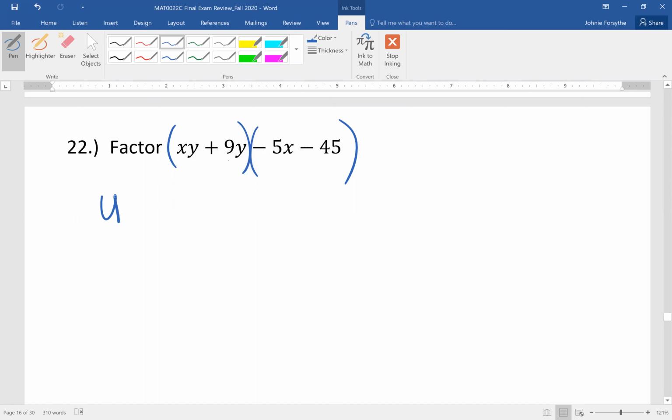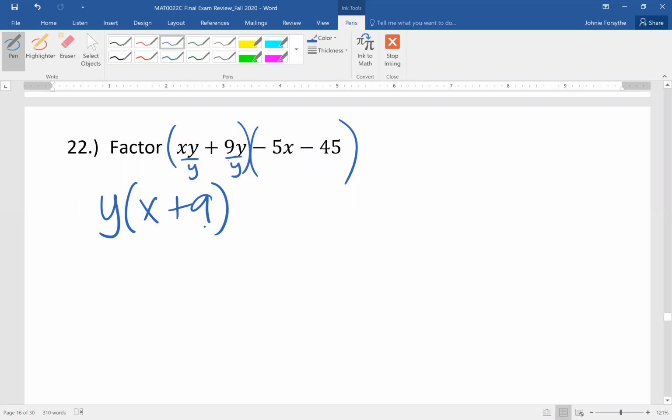So I'm going to factor out y, and then what I have remaining, and when you factor out something, you're basically kind of dividing it out of everything. So when we factor a y out of the first term, we have just x, and then we factor y out of 9y, we're left with 9.